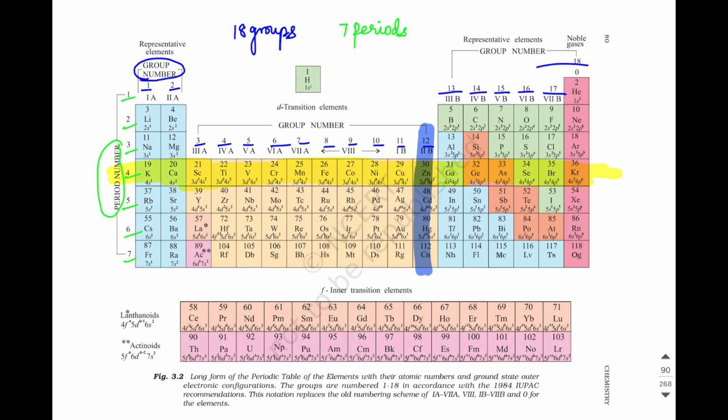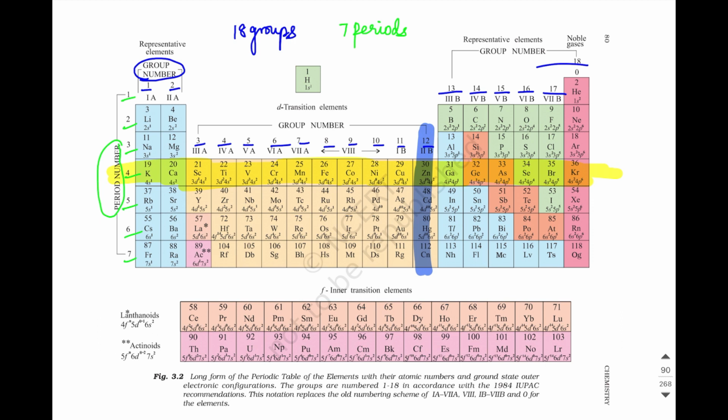So in this video, we are going to be learning all the basic things associated with the periodic table. First of all, there are two very basic things which everyone must be knowing. There are 18 groups in a periodic table. So what are groups? Vertical columns are called groups.